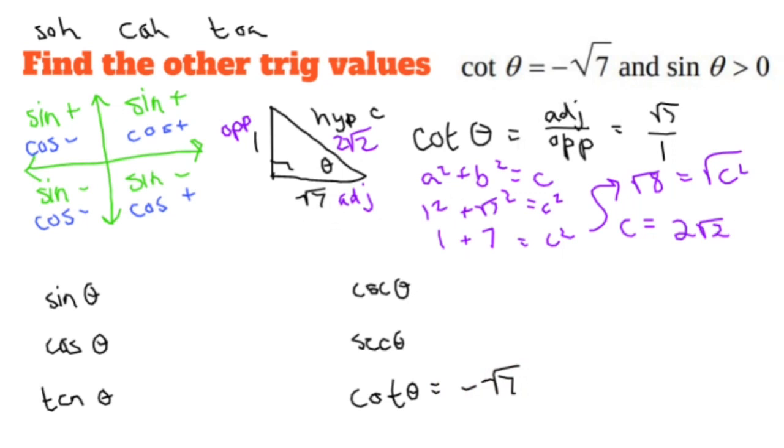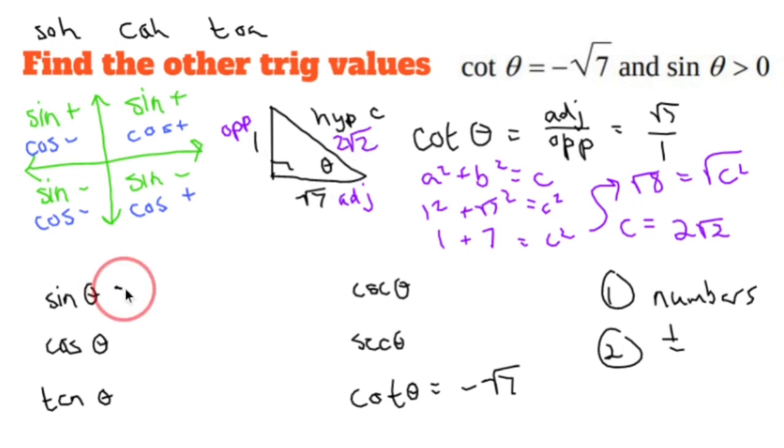Let's deal with the numbers, and then when I'm done, we'll deal with what's negative and what's positive. Let me repeat myself. Let's deal with the numbers, and then when we're done that, let's deal with what's positive or negative. Okay? Sine is opposite over hypotenuse, which means 1 over 2 root 2.